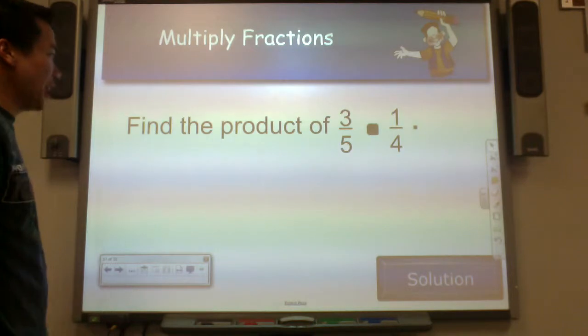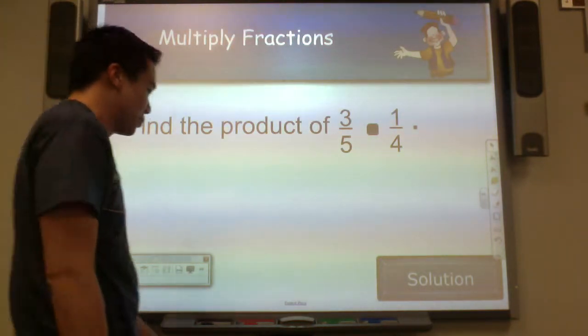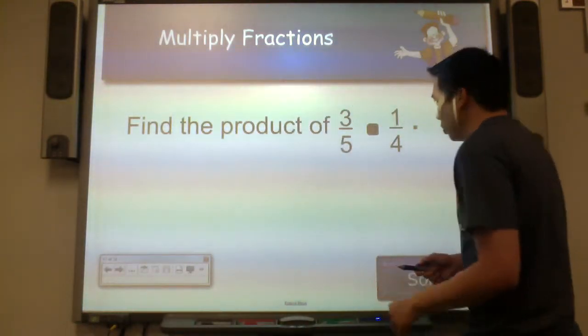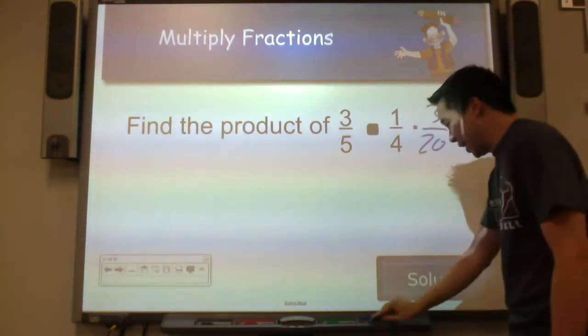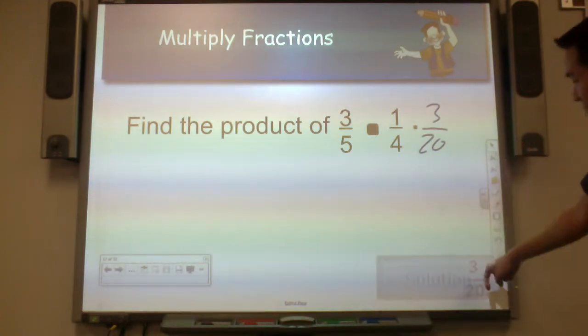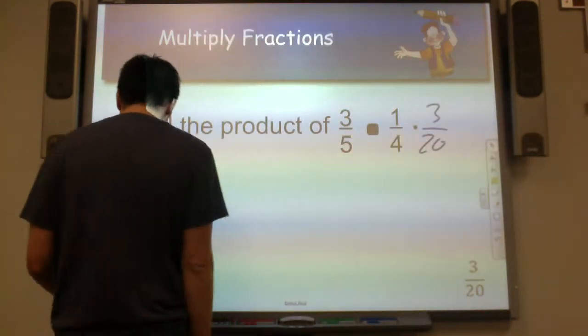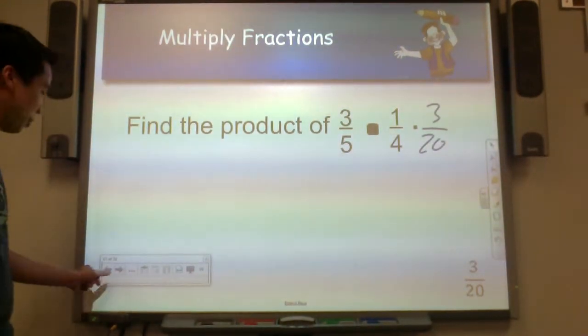Keep on going. Find the product of 3/5 times 1/4. So, let's multiply. Top times top is 3. Bottom times bottom is 20. Did I do it correctly? Yay! 3/20. I did do it correctly. So you multiply the top and top and the bottom and bottom.